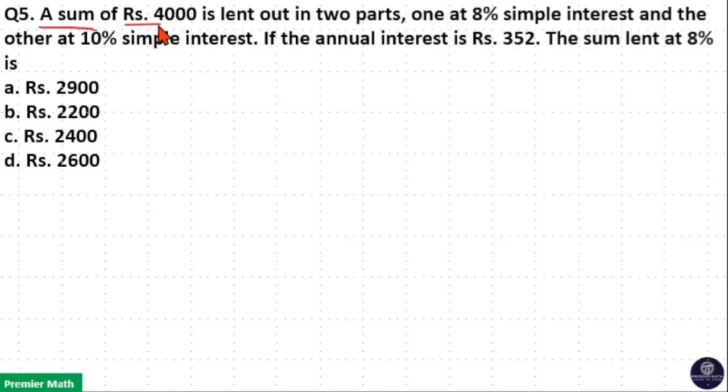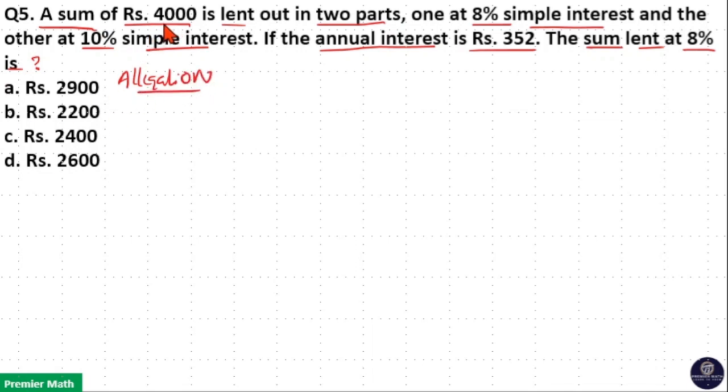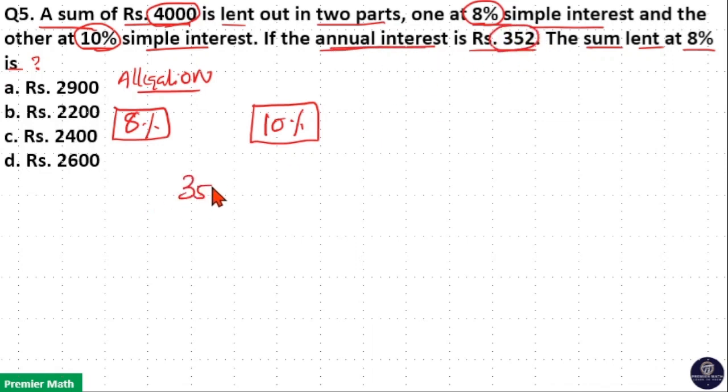A sum of rupees 4000 is lent out in two parts, one at 8% simple interest and the other at 10% simple interest. If the annual interest is rupees 352, the sum lent at 8% is. Here, allocation is the best method for these types of problem. Total money is 4000 and one part is lent at 8% and the other part lent at 10%. Now annual interest received is rupees 352. This 352 rupees is received from this 8% and 10% sum.